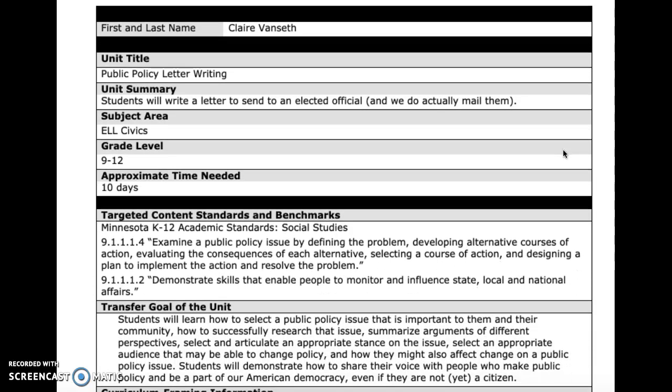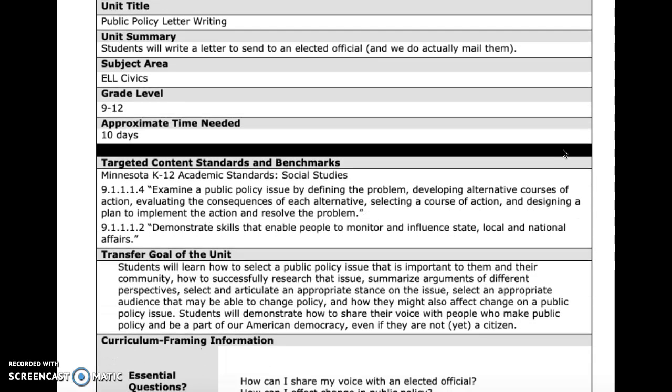The standards being taught are the Minnesota State Social Studies standards about civics. They are to examine a public policy issue by defining a problem, developing alternative courses of action, evaluating the consequences of each alternative, selecting a course of action, and designing a plan to implement the action and resolve the problem. The second one is demonstrate skills that enable people to monitor and influence state, local, and national affairs.